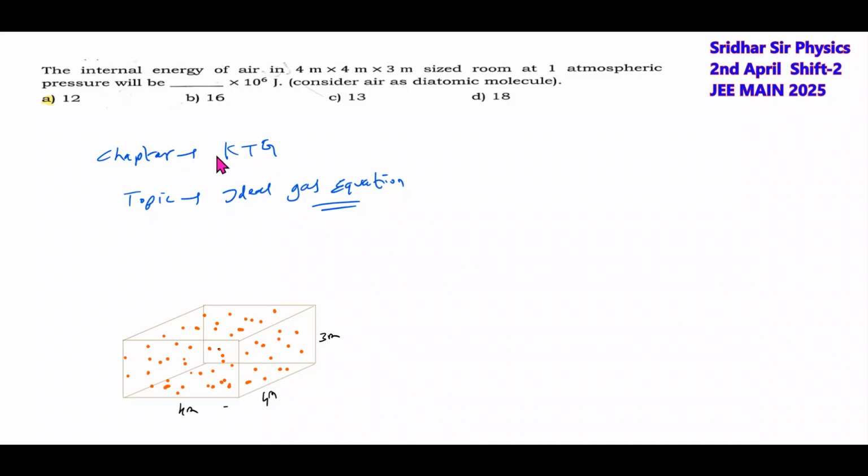Okay, this question belongs to the chapter kinetic theory of gases. The topic is the ideal gas equation. The question is: the internal energy of air in a 4 by 4 by 3 size room at 1 atmospheric pressure will be? Consider air as a diatomic gas molecule. Inside this, the air is present. We have to calculate its internal energy. What is the formula for internal energy?